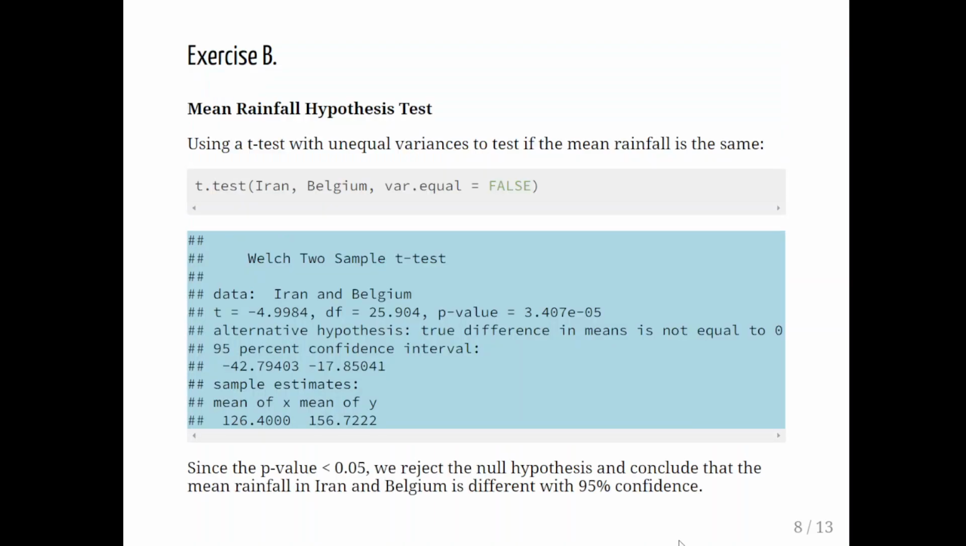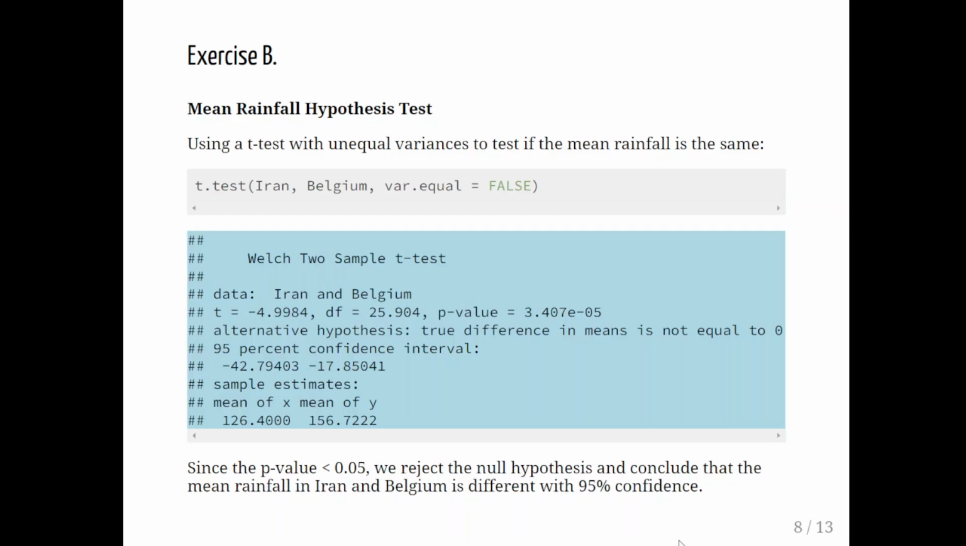So now we're going to perform a hypothesis test with unequal variance specified. So using a t-test with unequal variance to test if the mean value is the same. So it's t.test, Iran and Belgium, once again the two data sets, the two samples, okay? But we're also going to specify this additional argument, var.equal equals FALSE. So this will tell R to use a Welch two-sample t-test, which does not rely on the assumption of equal variance. Okay, so there's a different one if you do. If you have just t.test Iran and Belgium, it actually creates a different test. But we'll not worry about that for now.